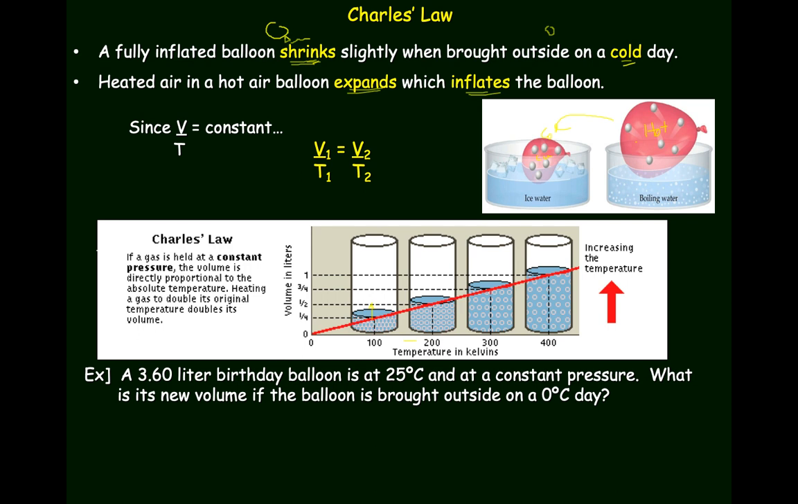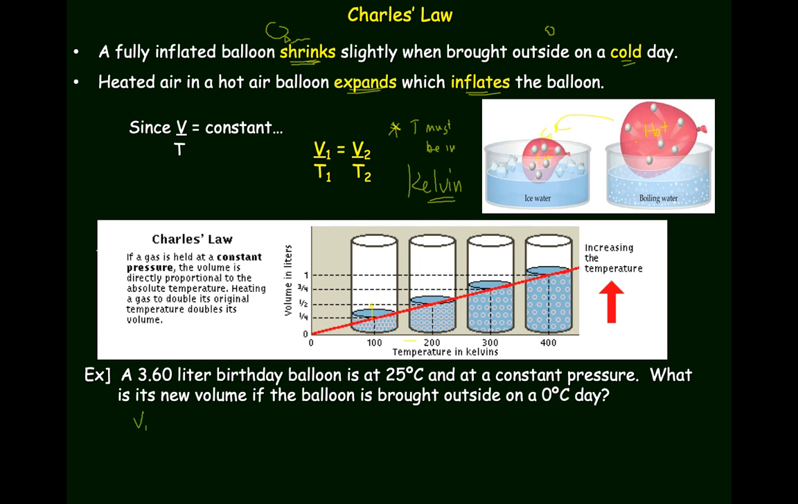So a 3.6 liter birthday balloon is at 25 Celsius. This is at constant pressure. Again, constant pressure means we're not changing it. What is the new volume if the balloon is brought outside on a cold day? One thing you want to remember with Charles' law is that when you're dealing with temperature, T must be in Kelvin. Can't underestimate that enough. So it's really important that you stay in Kelvin.